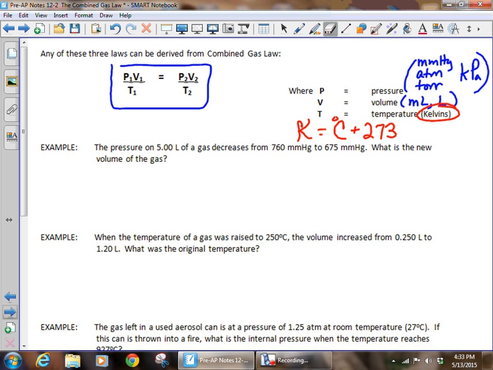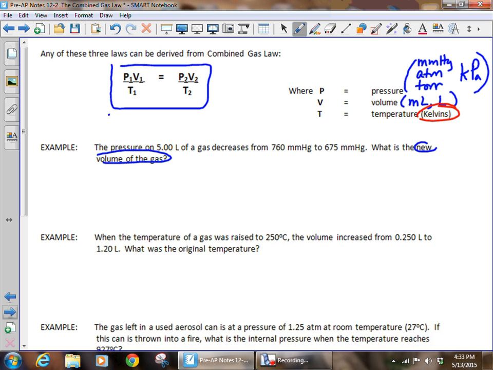Now, when we solve these problems, remember how picky I am with how I want these set up. The first thing I want you to do is to label everything in the problem, and it is going to be required. It's 4 points, so make sure you do this. Find the unknown first. What are they asking you to find? It says here they're asking for the new volume of the gas. So we're looking for the new volume.